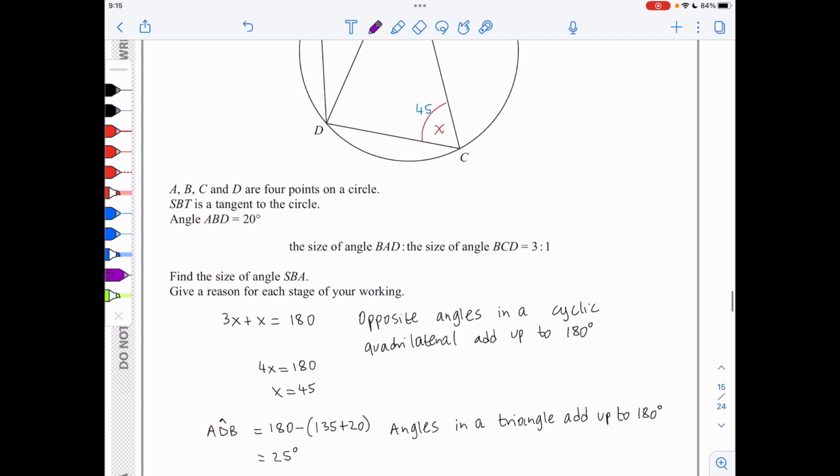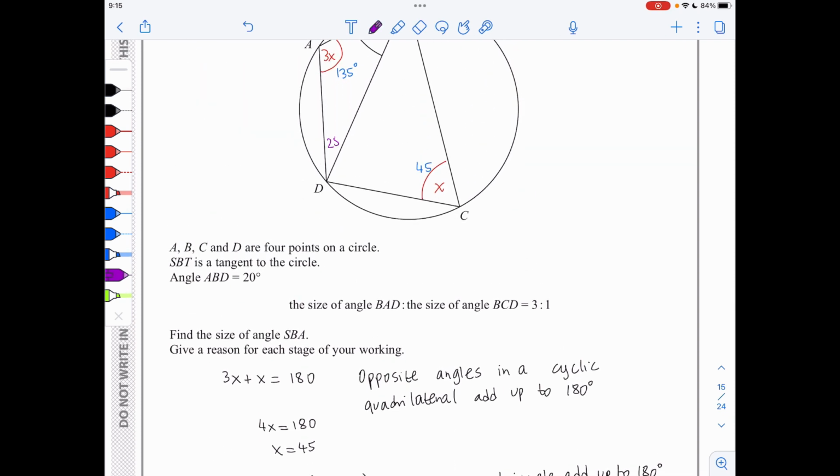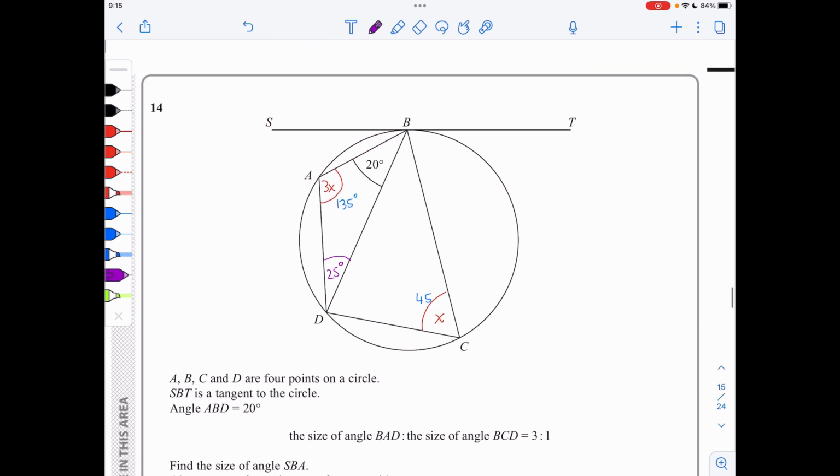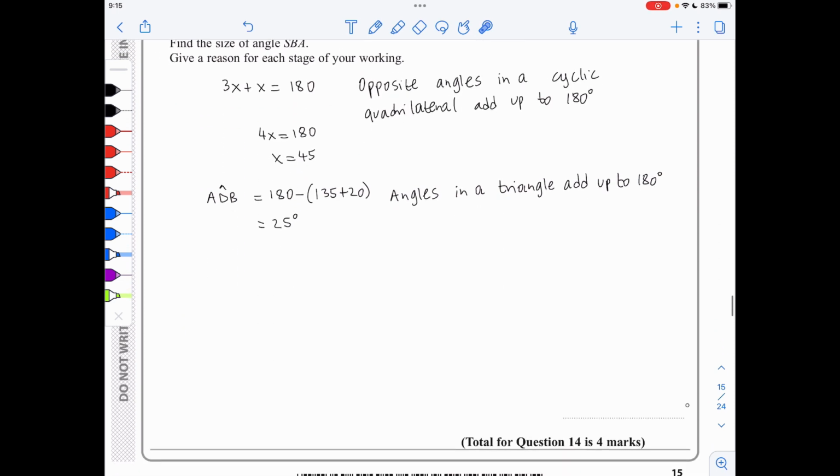And now that we have the 25 degrees here at D, we can see that the angle we're trying to find, the angle SBA, should be equal to 25 degrees. The reason is the alternate segment theorem, because with this chord here, the 25 degrees is equal to SBA, and therefore SBA is equal to 25 degrees. Alternate segment theorem is the reason.